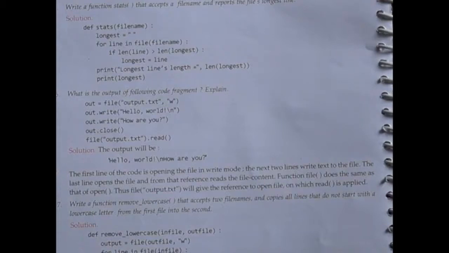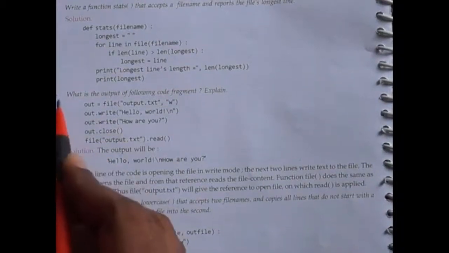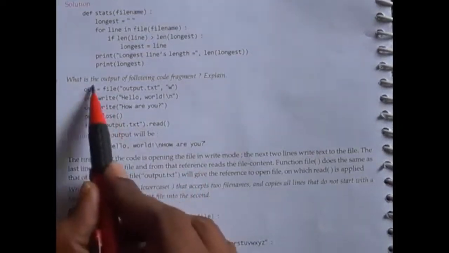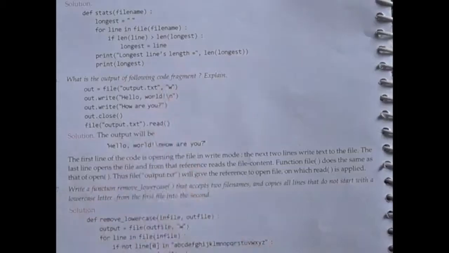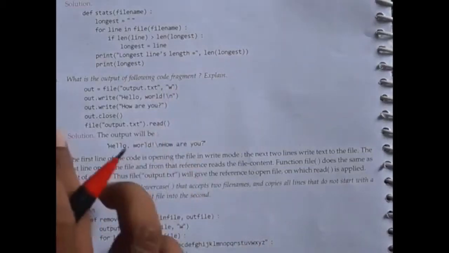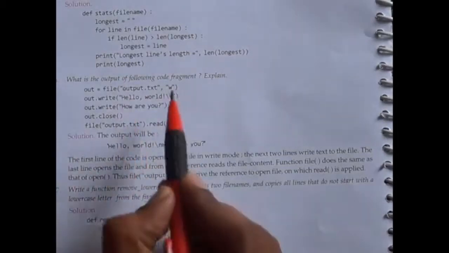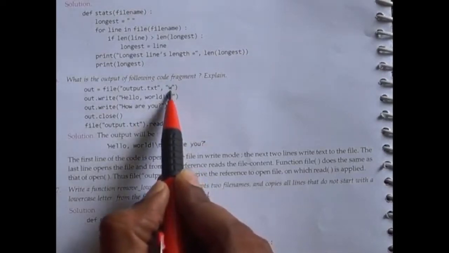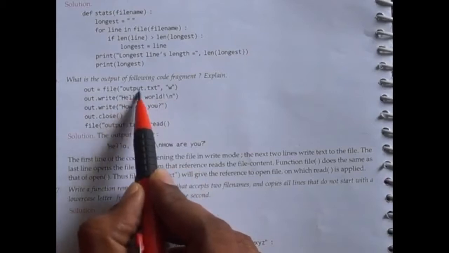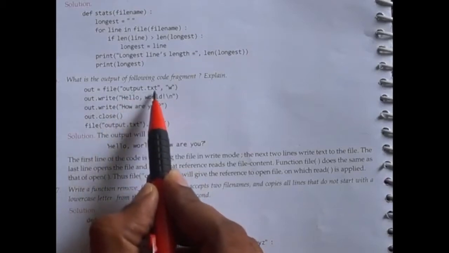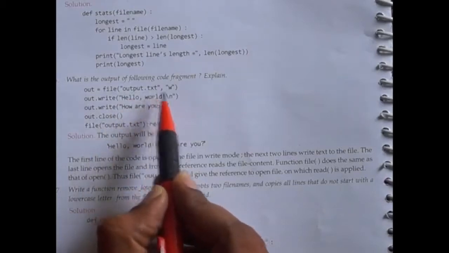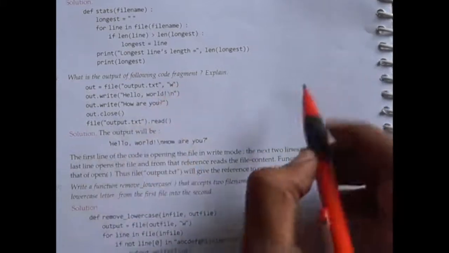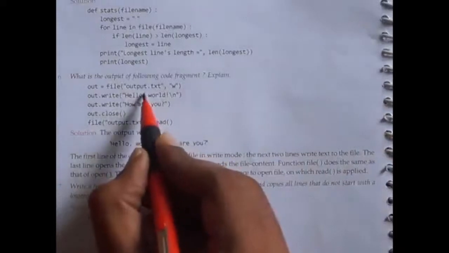Take page number 194 and take question number 6. Okay, fine. So what is the output for the following code? That's the question. So see this program. What is here? Write mode is there. Write mode means this file output.txt is newly created now. Whenever you see write mode, you can assume that a new file is going to be created.